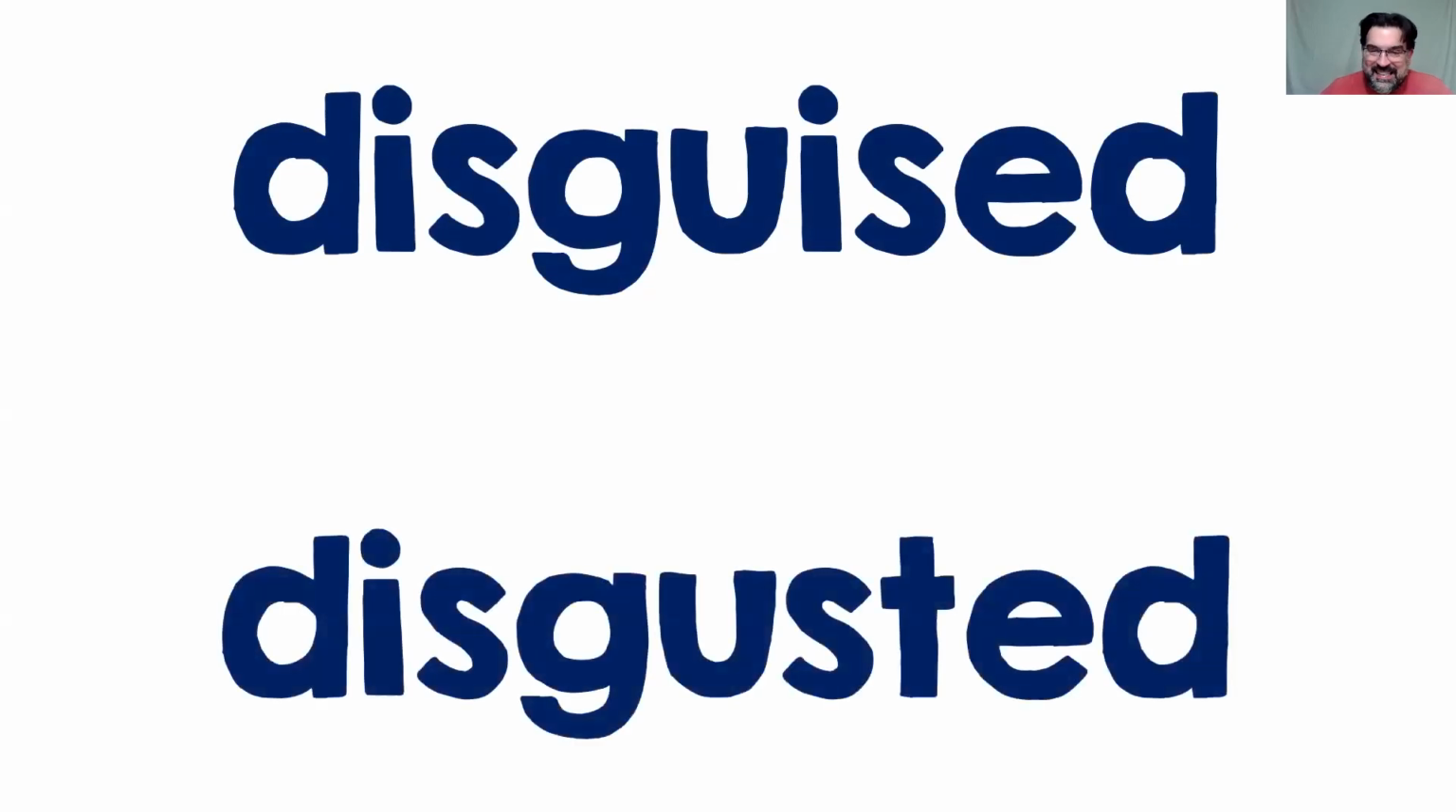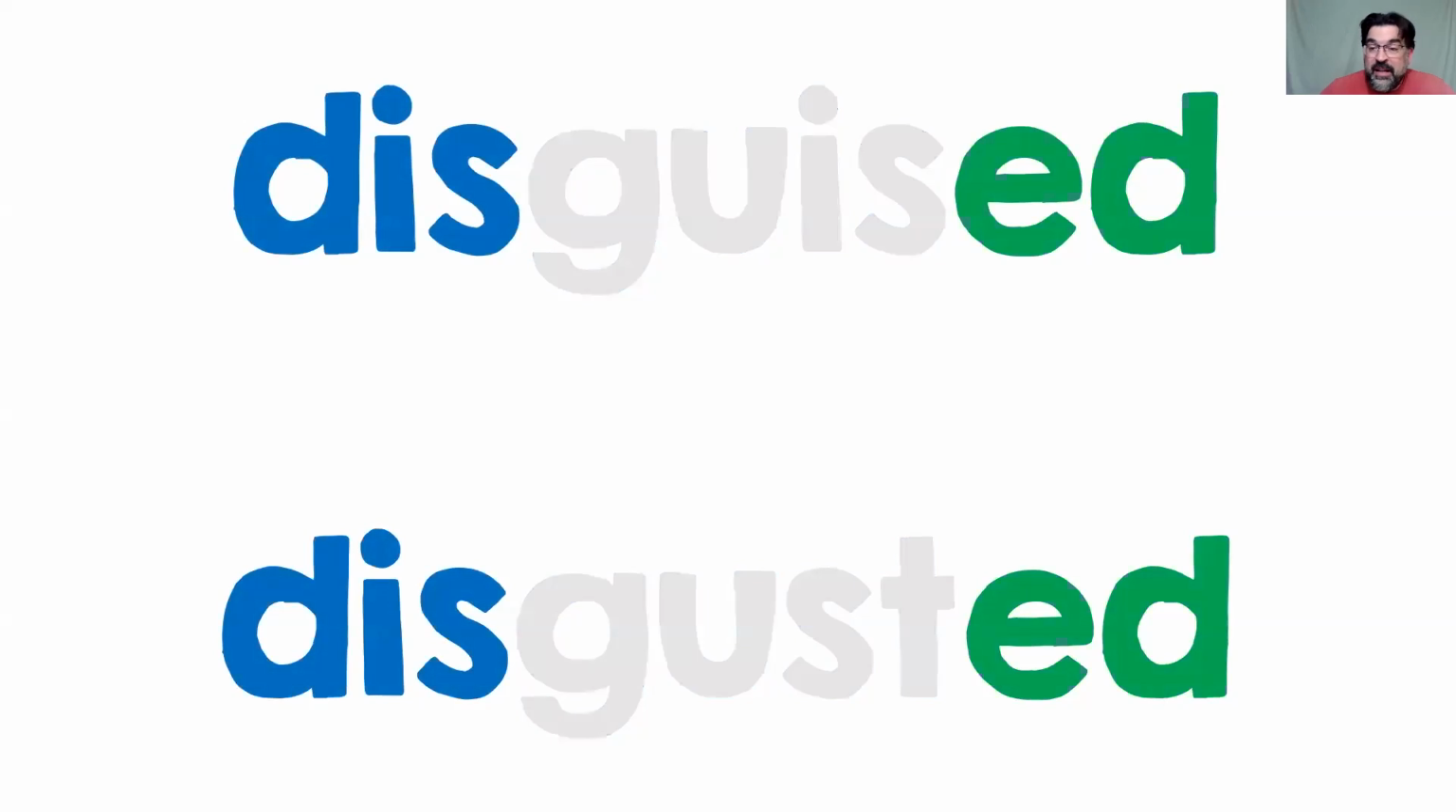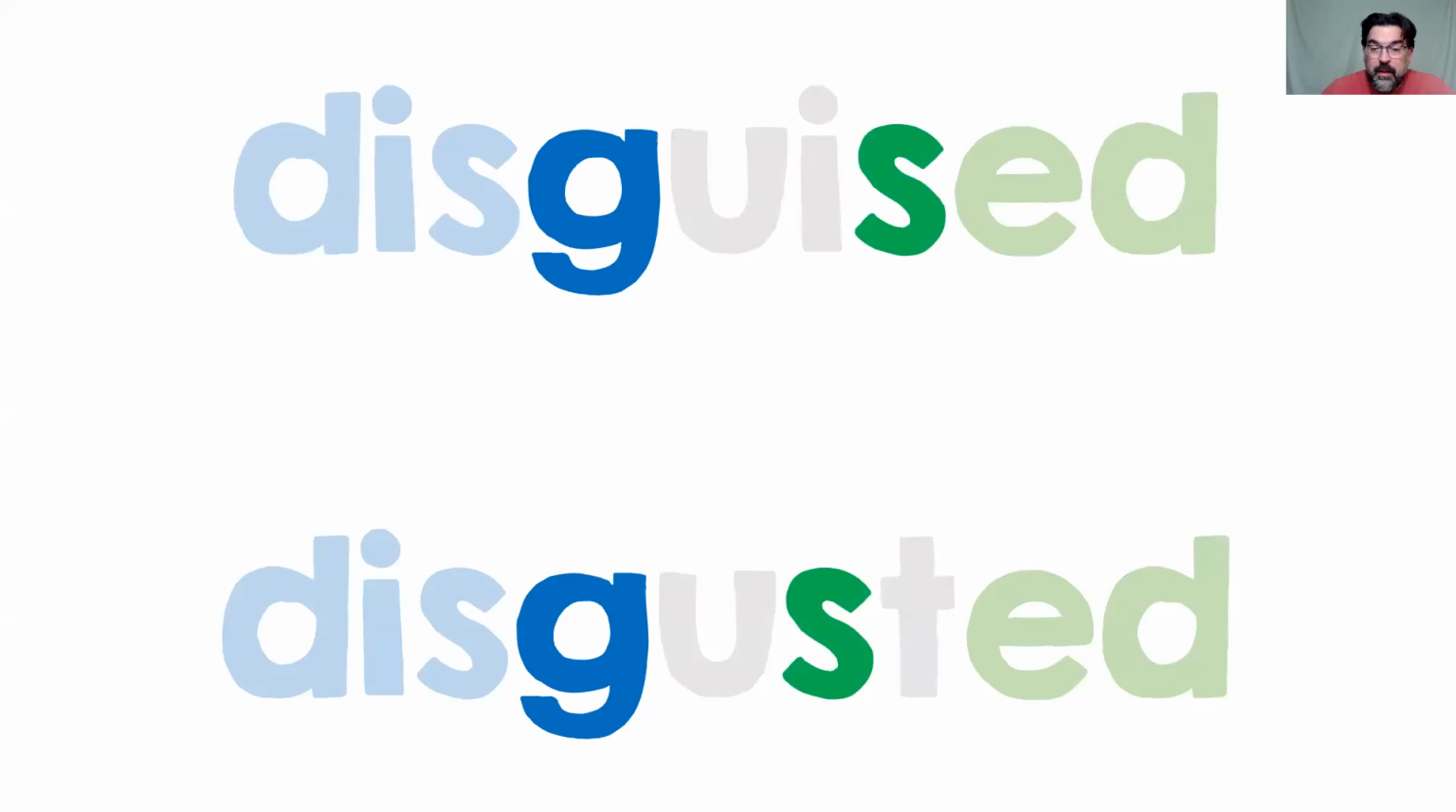First, we're going to start by comparing disguised with disgusted. They both start and end the same way. All right, so let's look at the middle. There's a G followed by an S plus a U in between. So disguised, you could look at disguised and say disgust or disgusted. All right, see the word gust there in the middle, but there's an I.